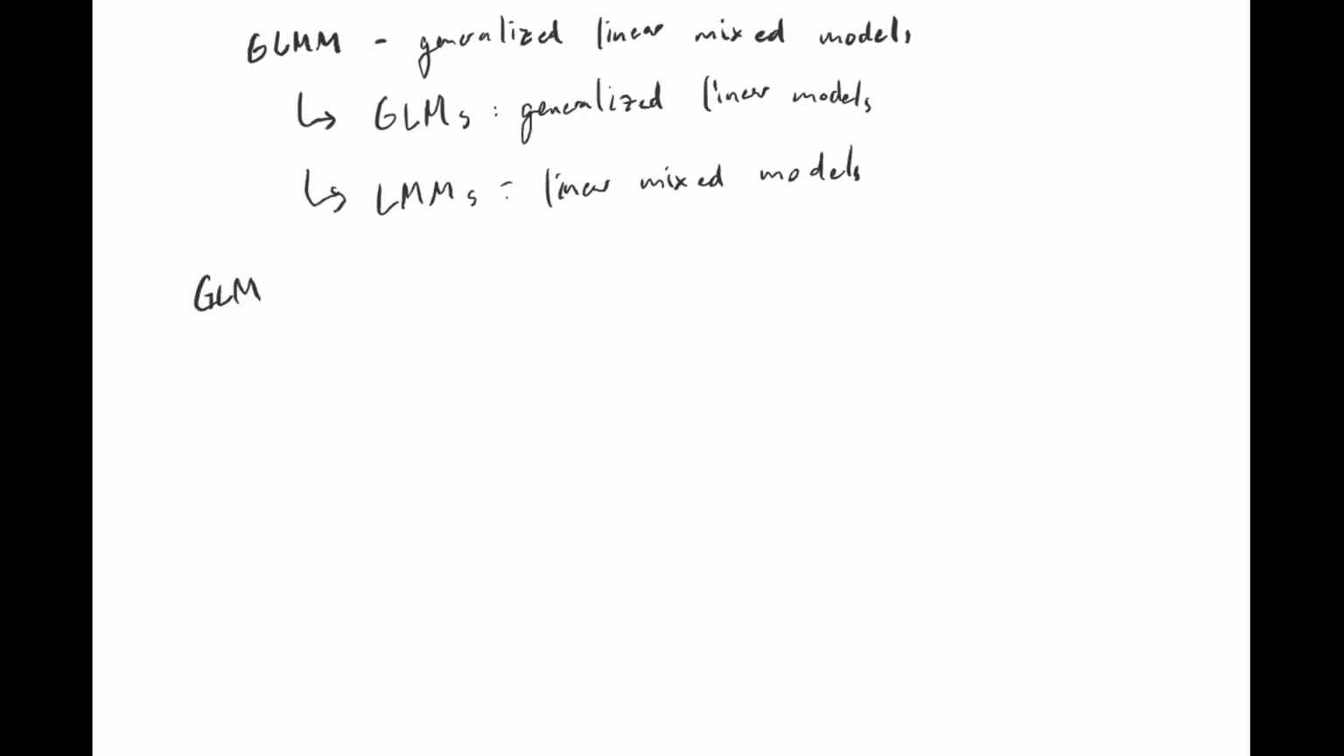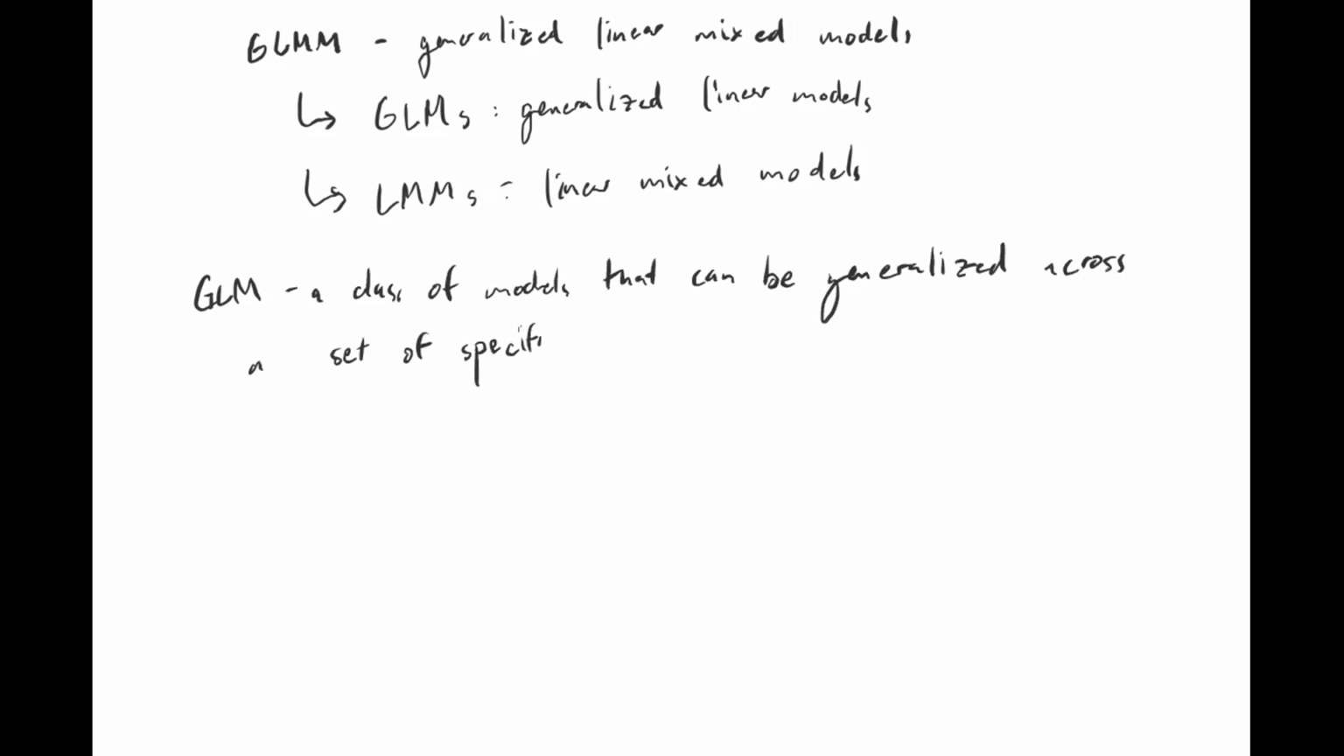All right, so GLM, this is a class of models that can be generalized across a set of specific characteristics. GLMs are a nice framework for discussing and cohesively bringing back together a lot of the models that we've discussed and how they're related.